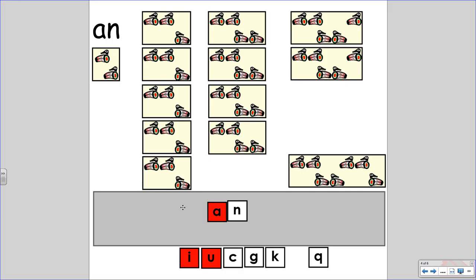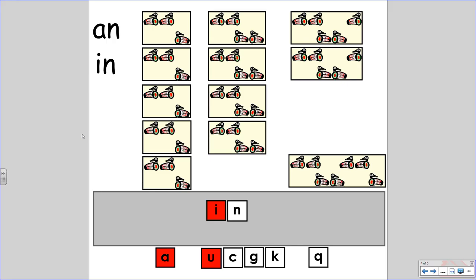Take the vowel away and leave the consonant N. Make the next two-letter word, in. I walked in from the rain. If you spelt it I-N, well done. Leave those letters in front of you.